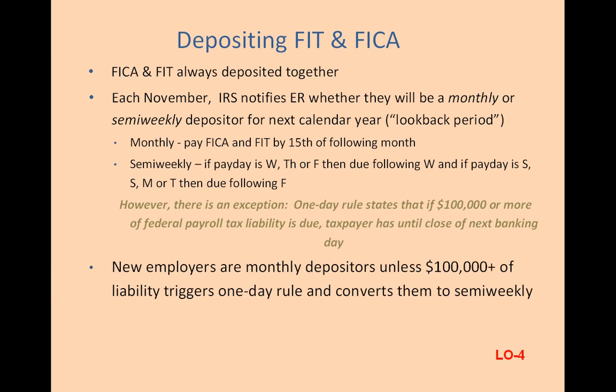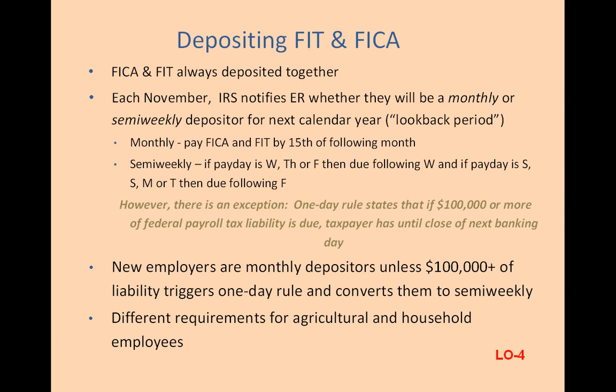If you're a brand new employer, they just set you up monthly unless you immediately encounter that $100,000 limit and trigger the one-day rule. And then you will automatically probably get converted to a semi-weekly depositor. These deposits are a bit of a headache to make sure that you don't fail to get them in on time and early. So you have to watch that carefully, because they penalize you immediately and automatically and quickly if you don't. Domestics and agriculture have slightly different rules.